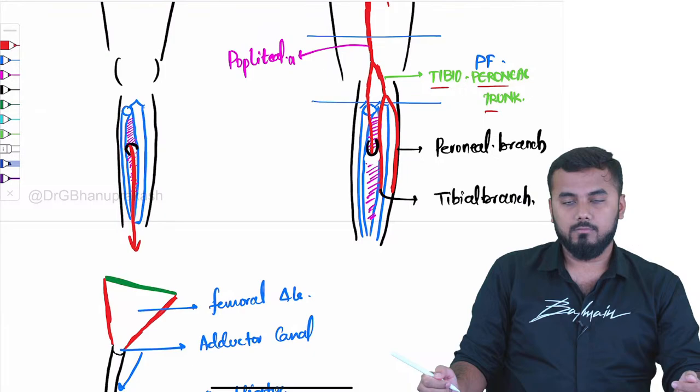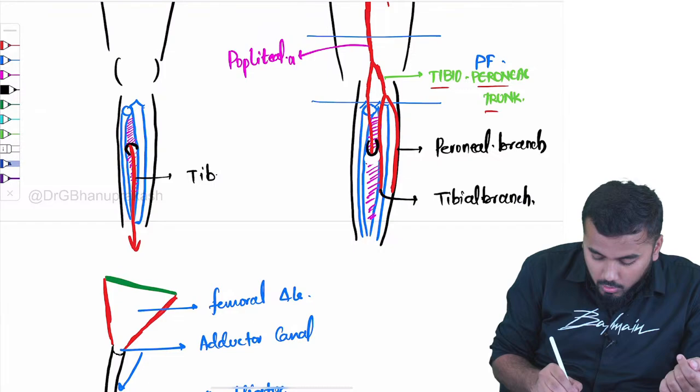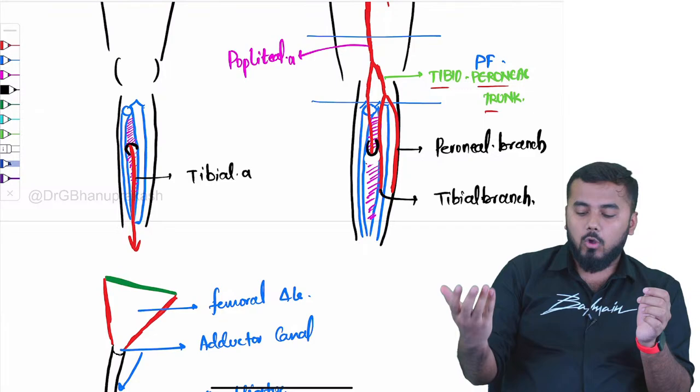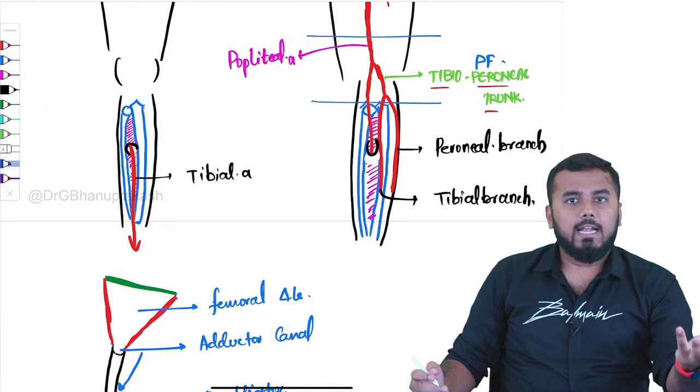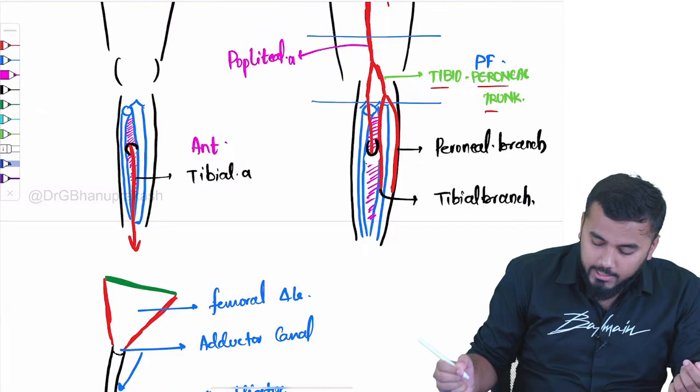Now, what is the name of this artery? Yes, the name of this artery is also called as tibial artery. Sir, you told me already there is a tibial artery at the back of the leg. Now, you are telling me there is a tibial artery in the front of the leg. So, front you call it as anterior tibial artery. Back you call it as posterior tibial artery. Very simple. So, this is called anterior tibial artery. This is called posterior tibial artery. Very good, guys. Very good.